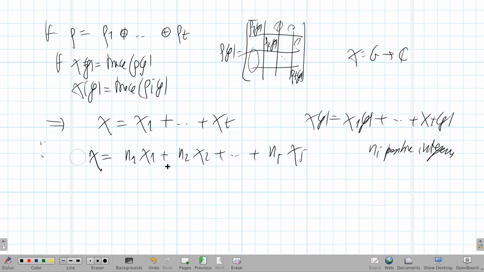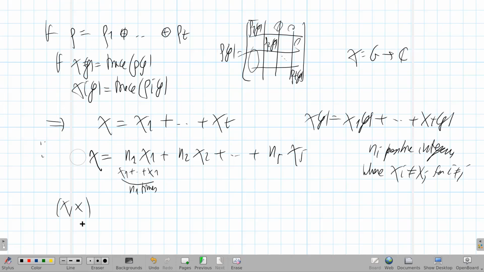Where the chi are different. So what I have done, I have joined together the characters here that are the same, okay? n1 chi1 means, of course, chi1 plus chi1, n1 times. The usual multiple, okay? Then I'm wondering what is the inner product of chi with itself, okay?